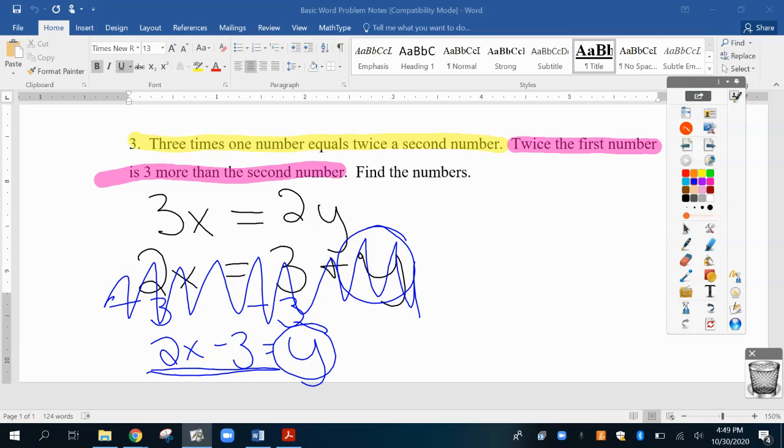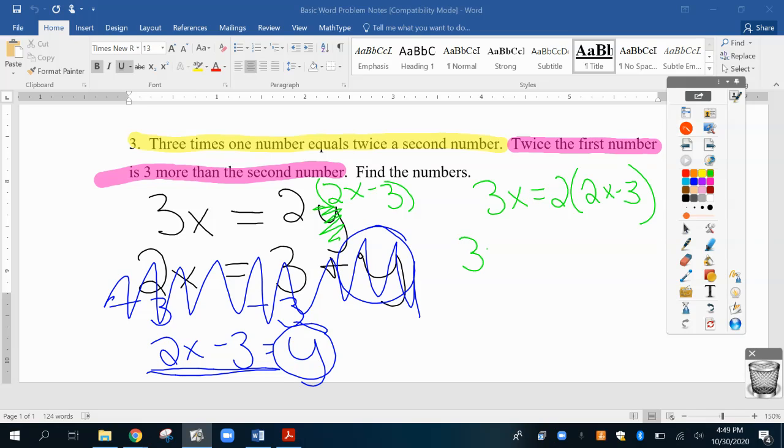So because I circled my y, what letter am I going to cross out in the first equation? We should be crossing out the y. And what are we going to put in its place? We should be putting in 2x minus 3. Now that's multiplication, so parentheses. So we'll have 3x equals 2 times 2x minus 3. Okay, so I want you to solve this and tell me what answer you get for x.